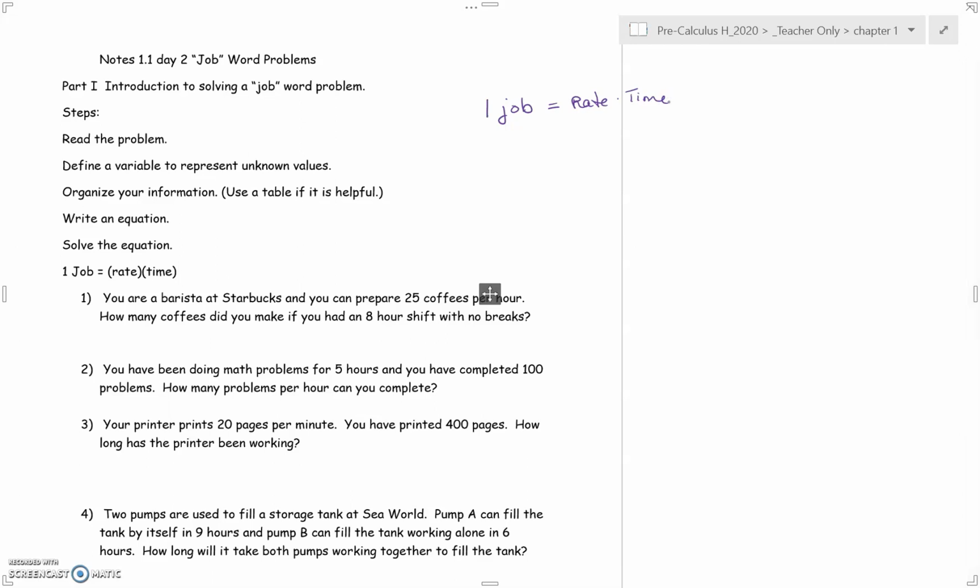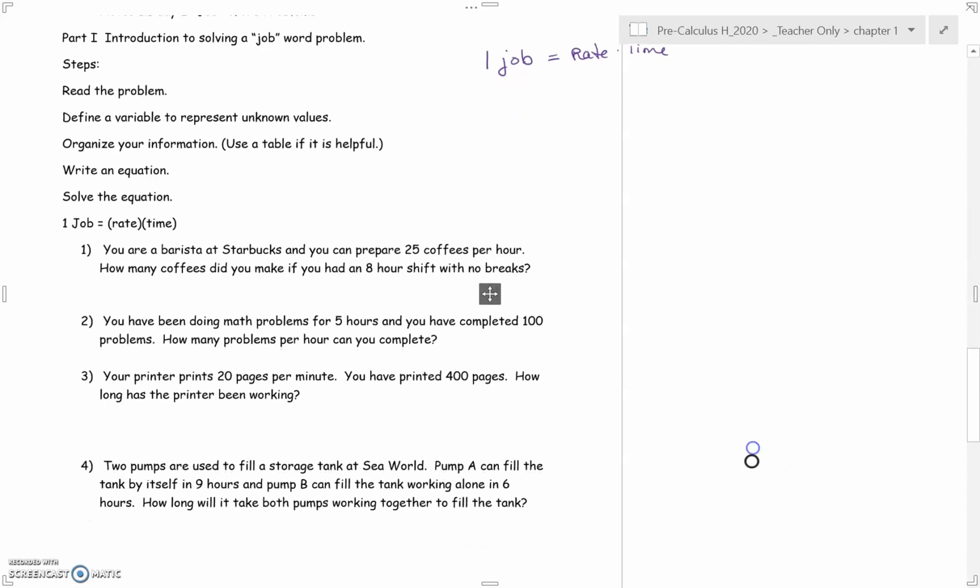Notice I have some steps here that might help you with a word problem. Go ahead and read through those. Okay, so we're going to try the first problem. It says you're a barista at Starbucks and you can prepare 25 coffees per hour. So let's think about that. Isn't that a rate?